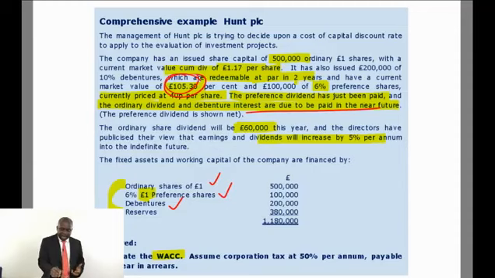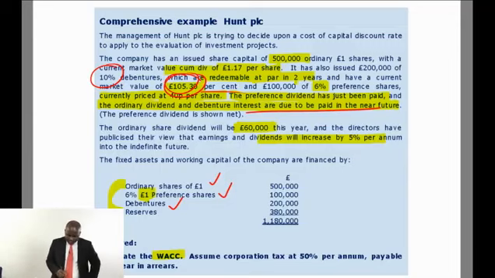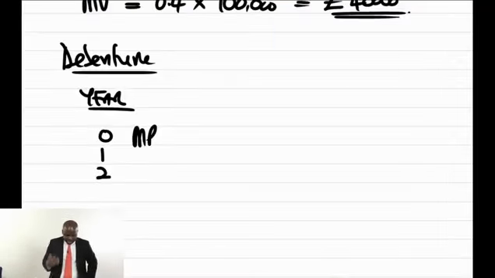Therefore, this market price is what? Cum. If it is cum, I have to bring it to ex. Interest on the debenture, they said is a 10% debenture. Interest, we said, is the interest rate multiplied by nominal value. Nominal value is given to you as 100. Therefore, I would have to calculate the interest. You see how I'm answering it?